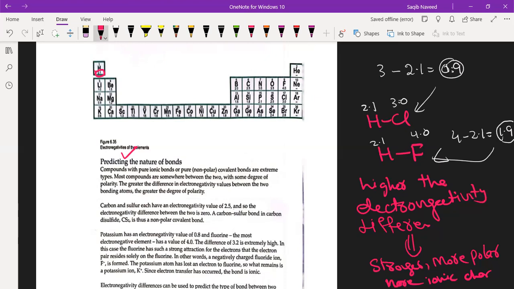If you have different kinds of bonds, you will be provided with data like this. Here the value is given at the bottom. What about fluorine? It is 4.0. So if you have a higher difference of electronegativity, what conclusion can you make? The bond is going to be more polar, stronger, and would have more ionic character. I mean ionic character, not the ionic bond.